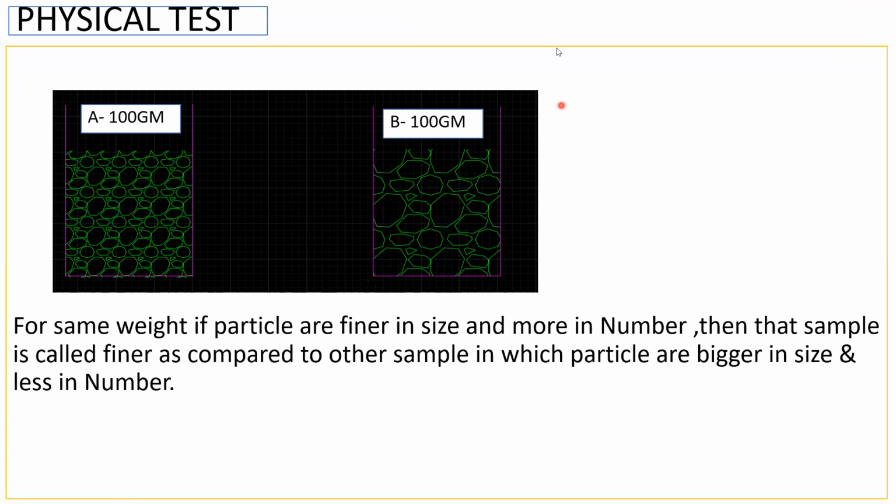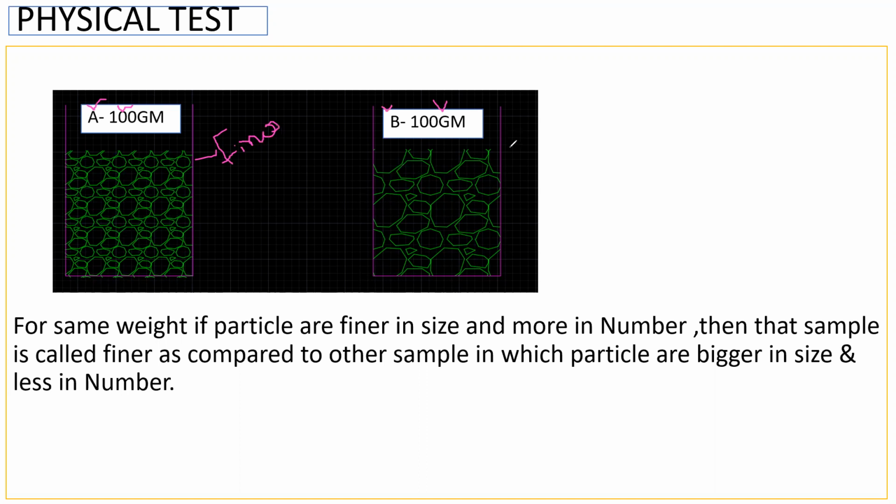Coming to the fineness test, that is a physical test. Let us consider I'm taking two different containers. This is container A and this is container B. In both containers I'm putting 100 gram of cement. But here you look at the size of the cement, they are finer in size. I'll write it here, they are finer. You can see it, right? They are very fine. You can see how the particles are arranged.